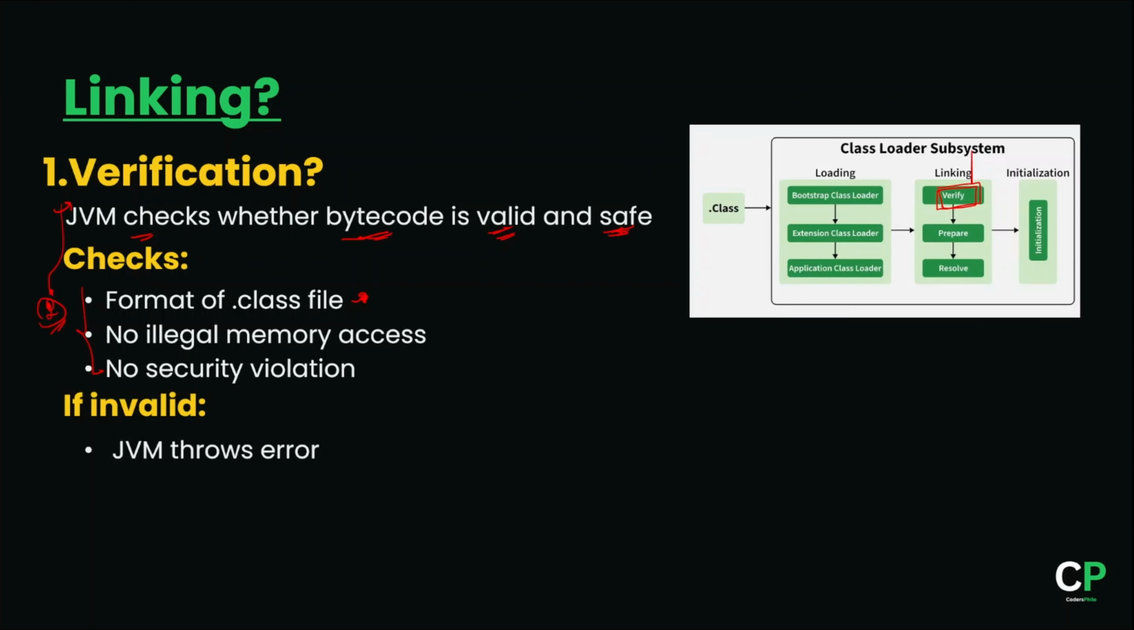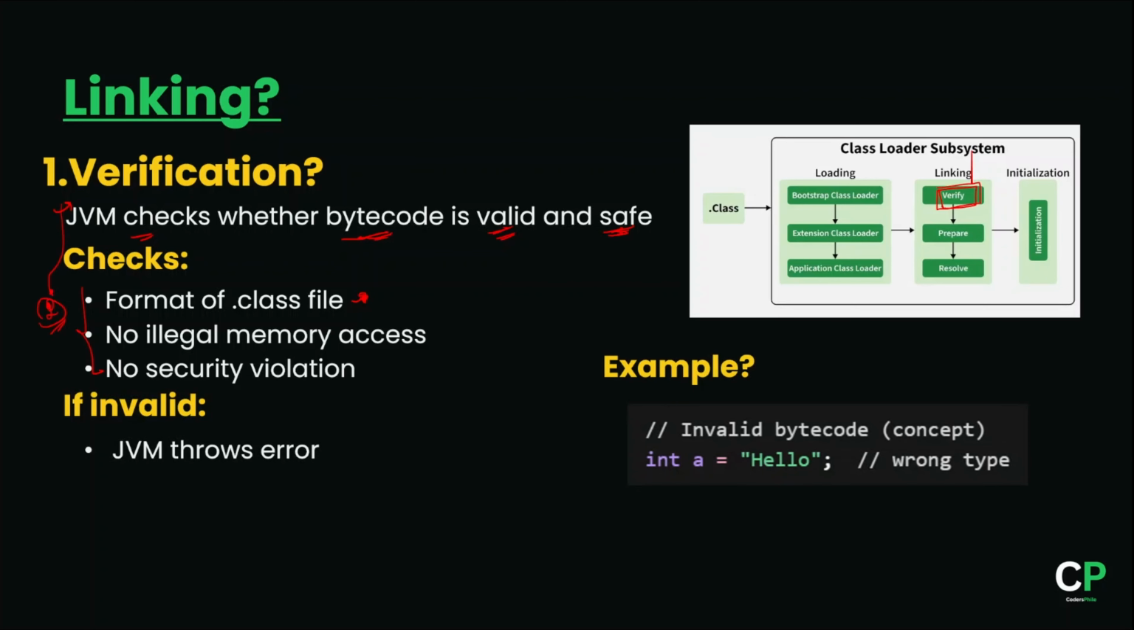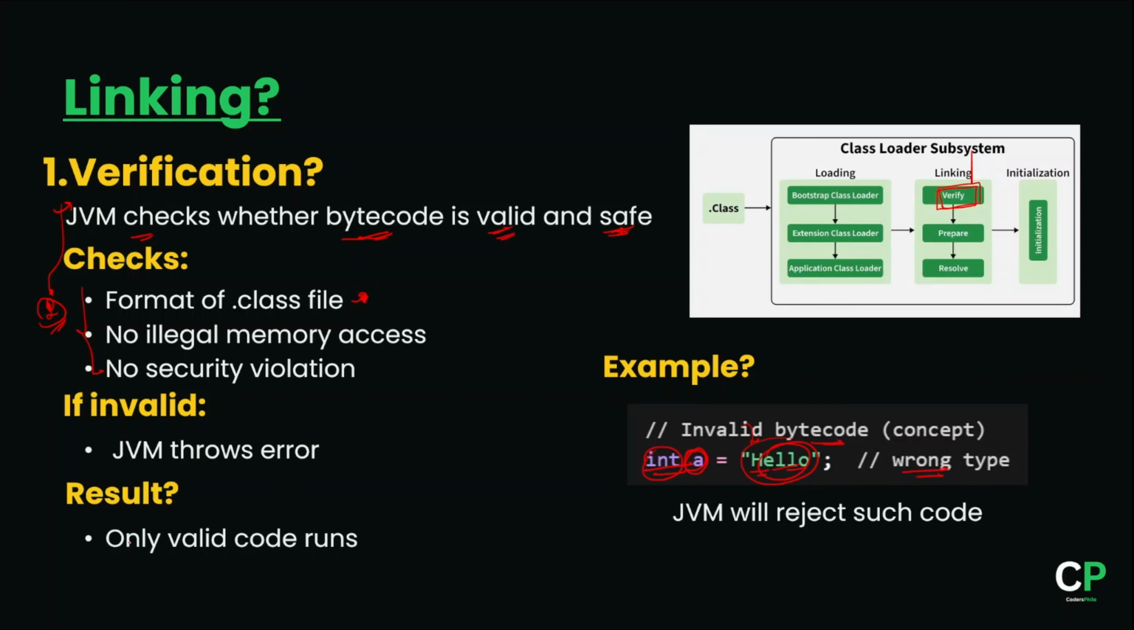If invalid, the JVM throws an error. For example, if we write int a = "hello", then a is of type integer, but we are trying to assign a string to it, so it is the wrong type and therefore invalid bytecode. The JVM will reject such code and throw an error. So what is the result of this? It ensures that only valid code runs on our computer.